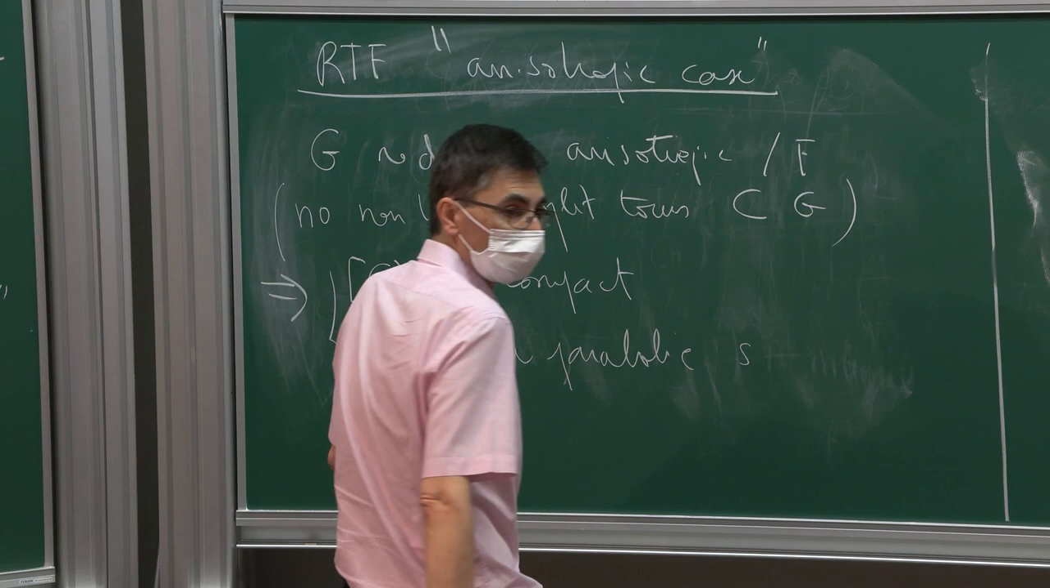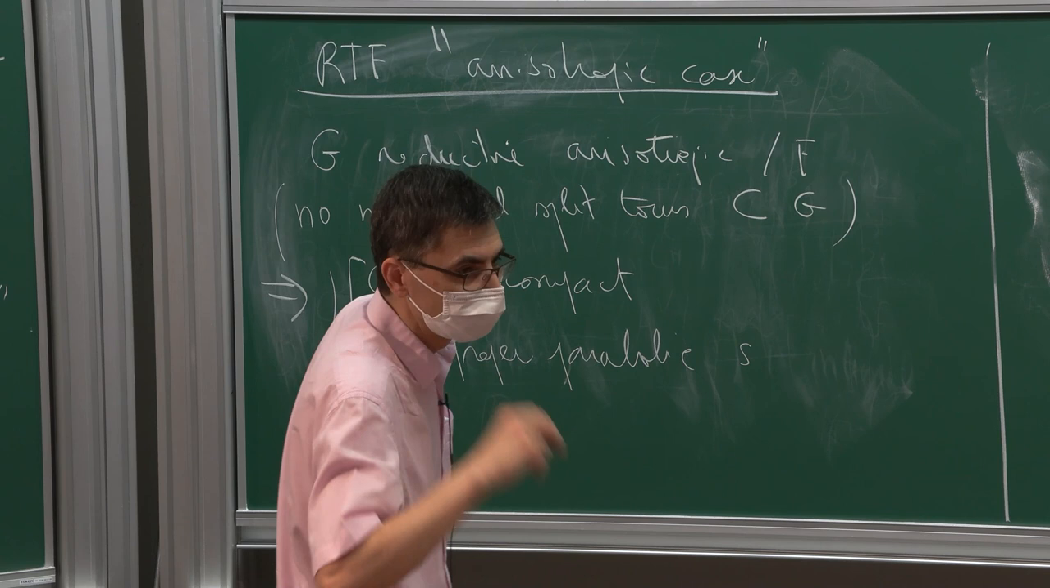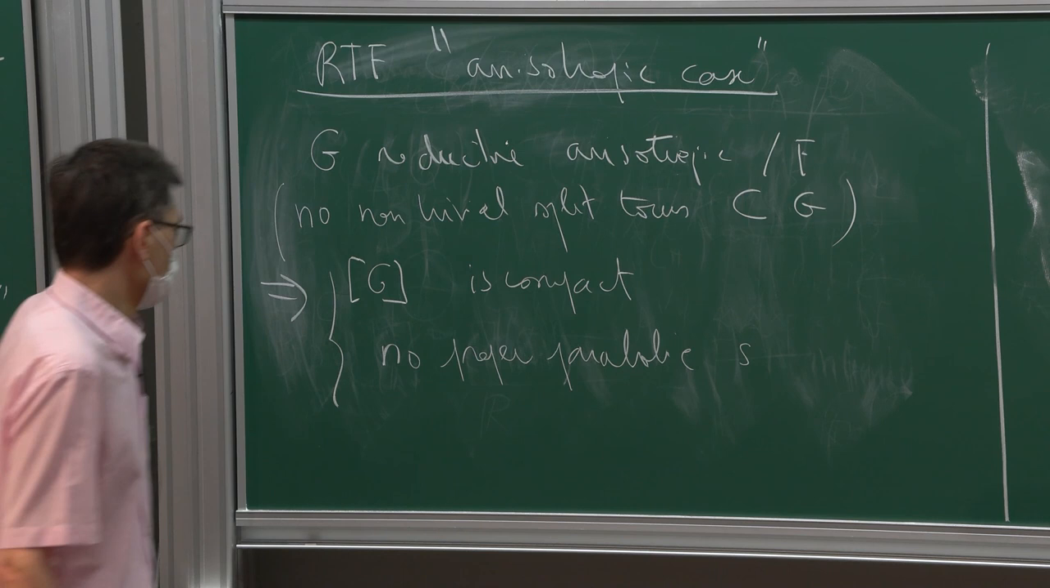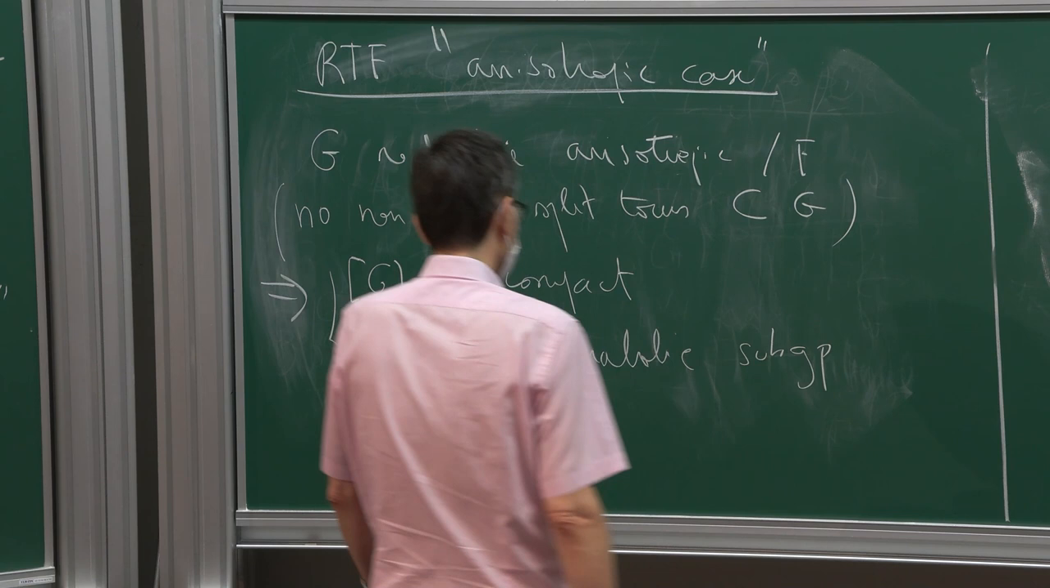Sorry? In characteristic zero. Oh, okay. No, in fact, that's for the unipotents. No proper parabolic subgroup defined over F.